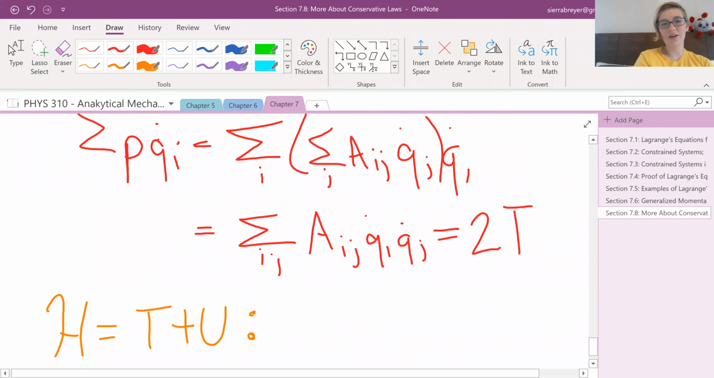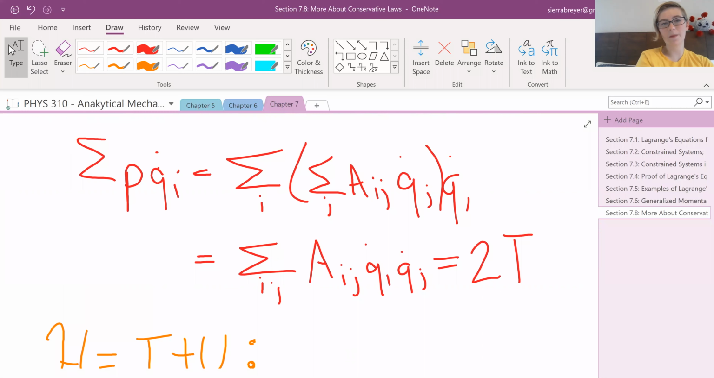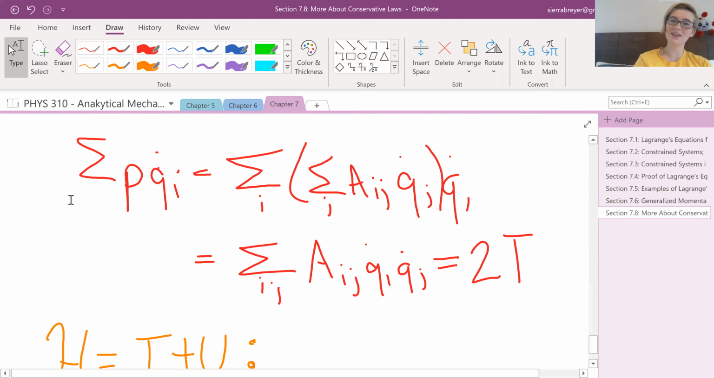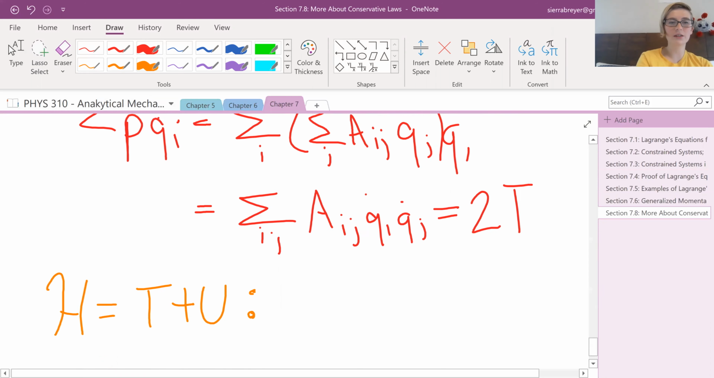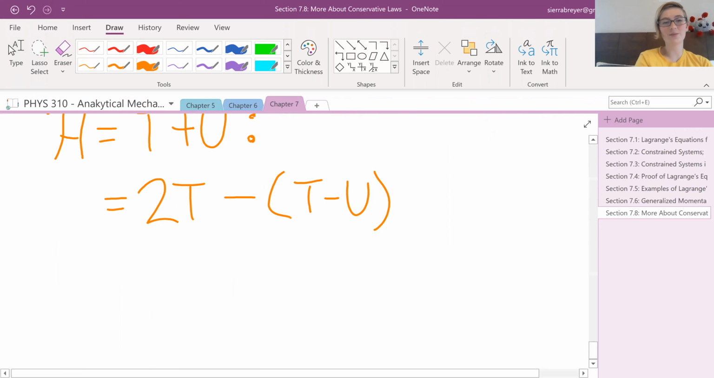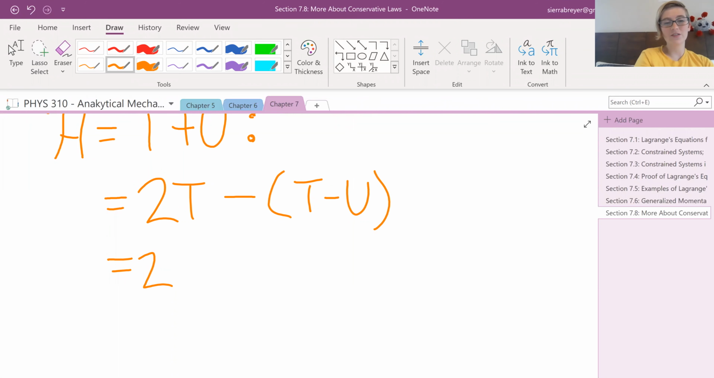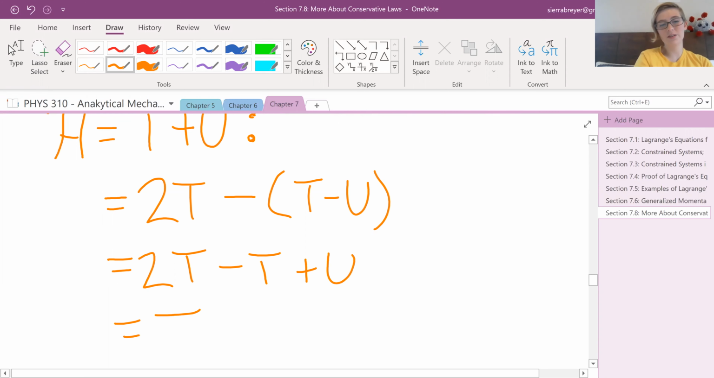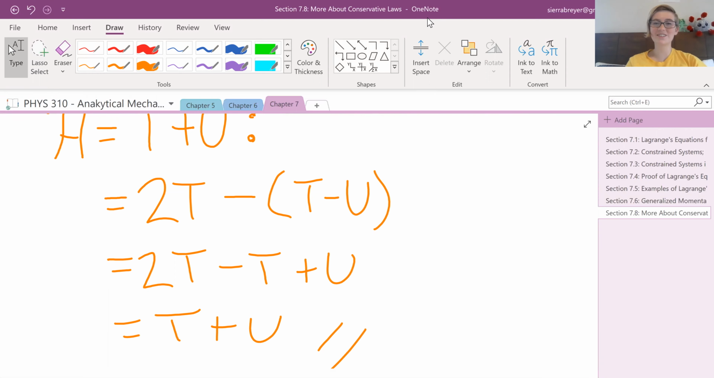Great. So since this is the first term and it equals this, I'm just going to write this instead of the first term of the Hamiltonian: 2t. And then our Lagrangian is going to be t minus u. I think you can all see where this is going, but we're going to carry it out. So 2t minus t plus u is equal to t plus u. End of proof. I've done it. And that is how this section works.